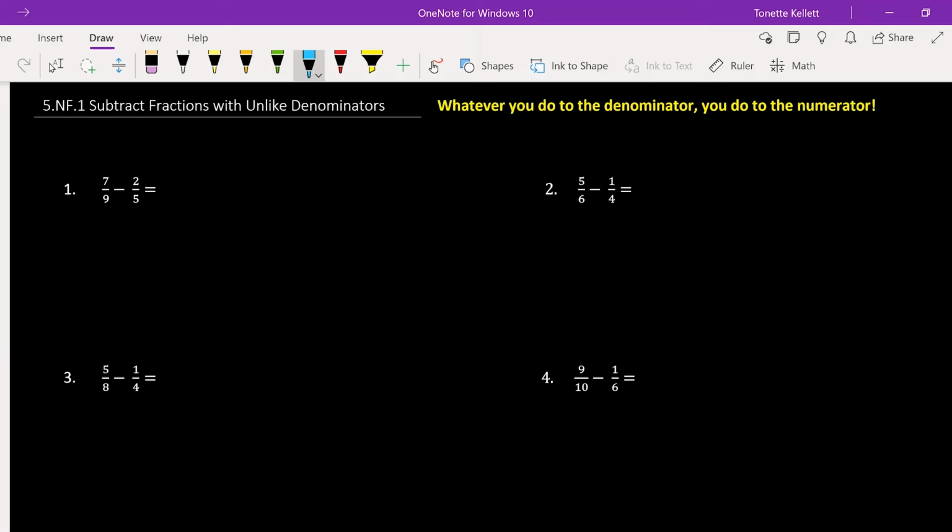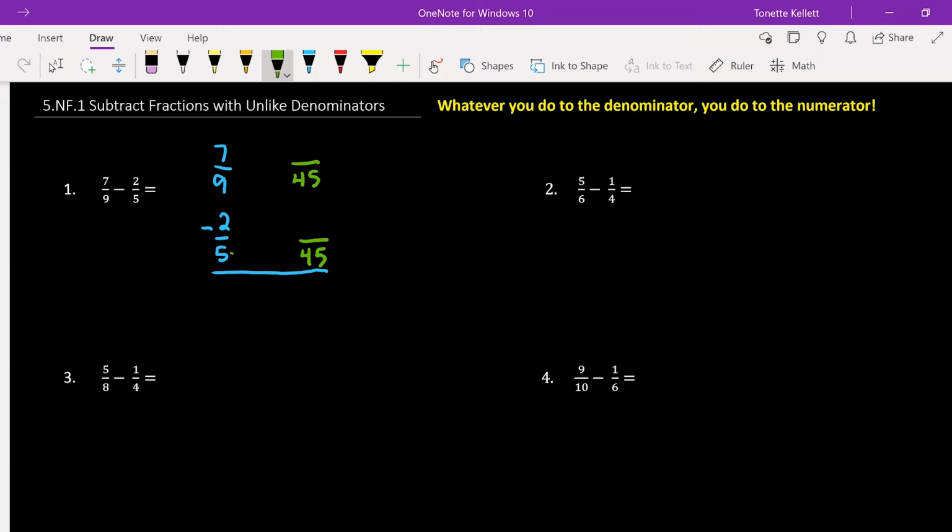The first thing we need to do is to write these fractions vertically. We have 7/9 minus 2/5. Now we need to find a common denominator. We ask, are the denominators the same? The answer is no. Can 5 go into 9 evenly? We know that 5 times 2 is 10, so the answer is no. So the smallest number that 5 and 9 can both go into is 45. 45 will be our denominator.